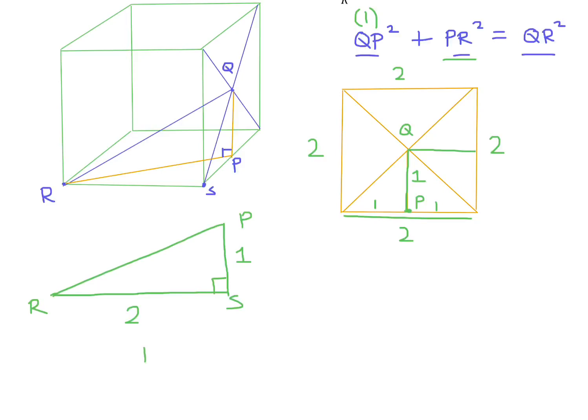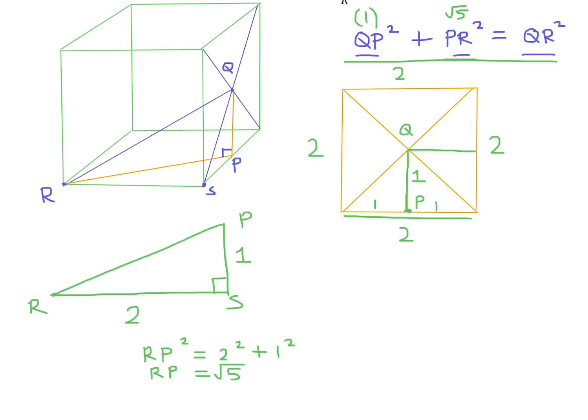So therefore, RP we can figure out from Pythagoras. We've got 2 squared plus 1 squared, and therefore this is 5. So RP would be the square root of 5. Or PR. RP, PR, same thing. So PR is the square root of 5.